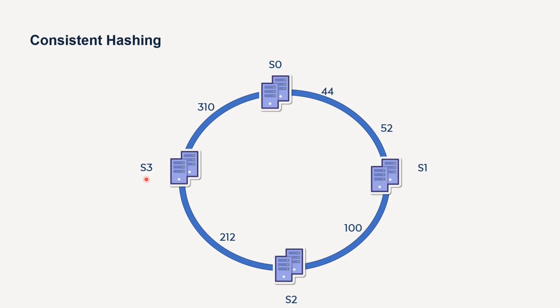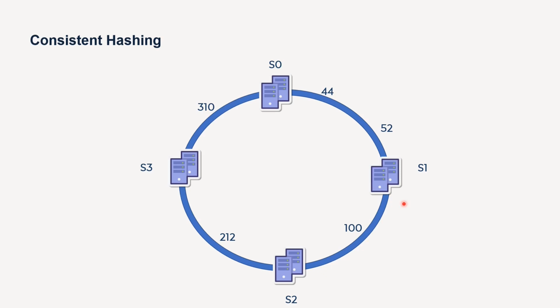So for example, if we see S3, in S3 we will save 212, because this key in the clockwise direction is looking at the server S3. So this is a convention by which you can understand which key is going to be saved in which server, and this is how we can basically map all the keys.